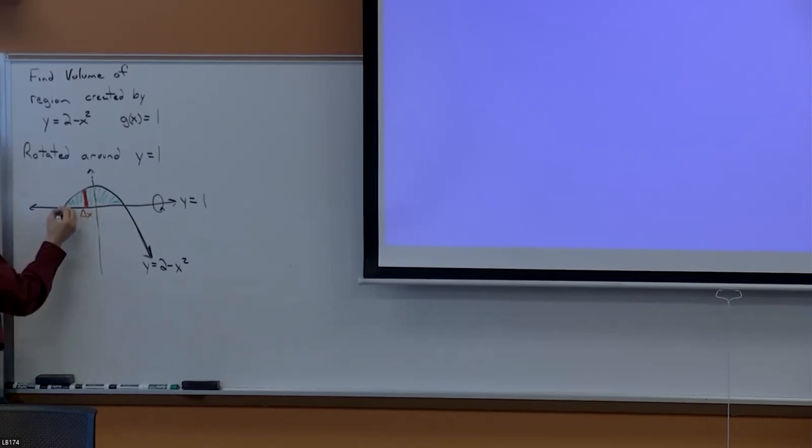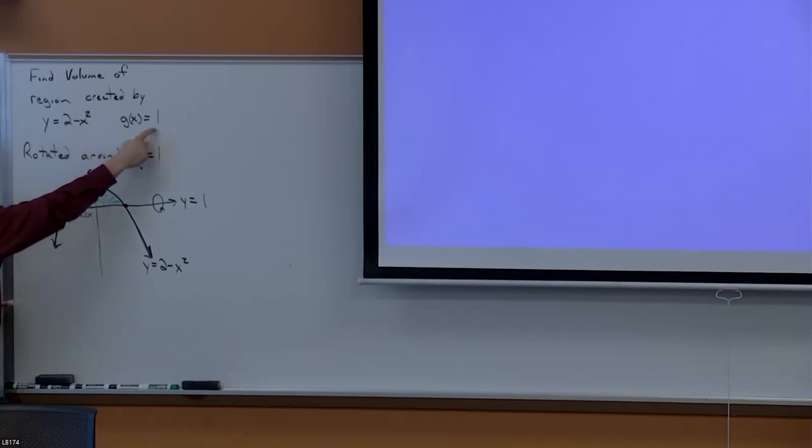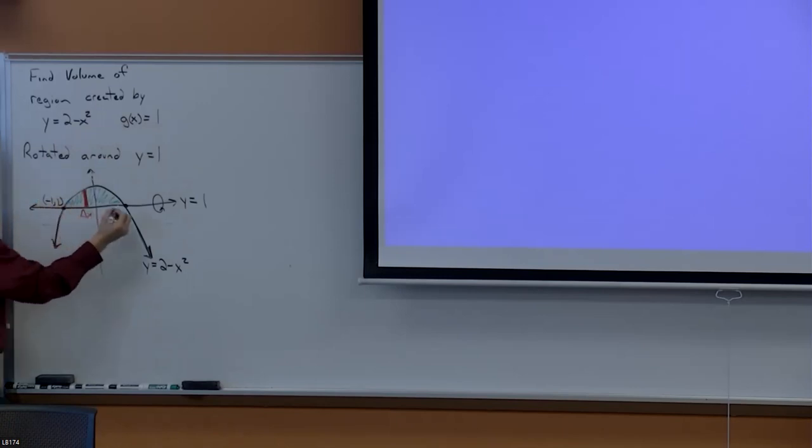Now, let's talk about these 2 points. This point over here and this point over here. You can either look at this graphically and find the points, or you can set these two equal and solve, right? Whichever way you want to do it. This point is -1, 1. This point is the point 1, 1.